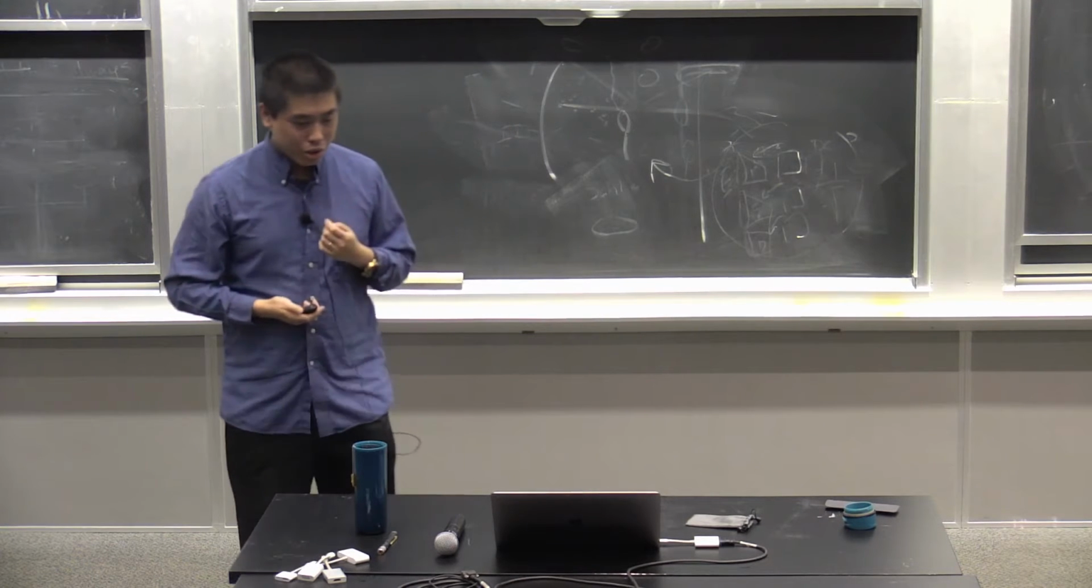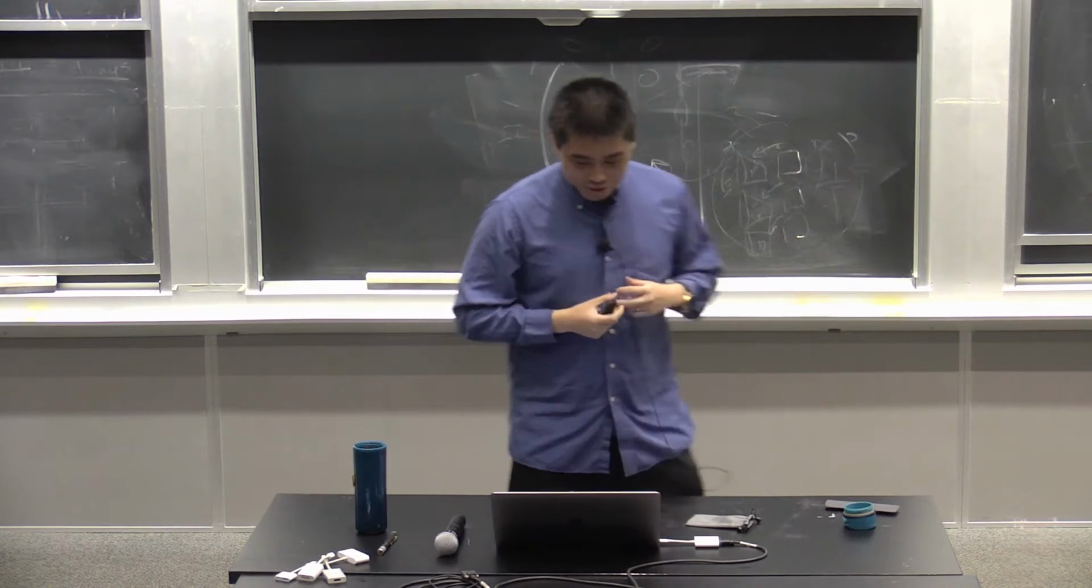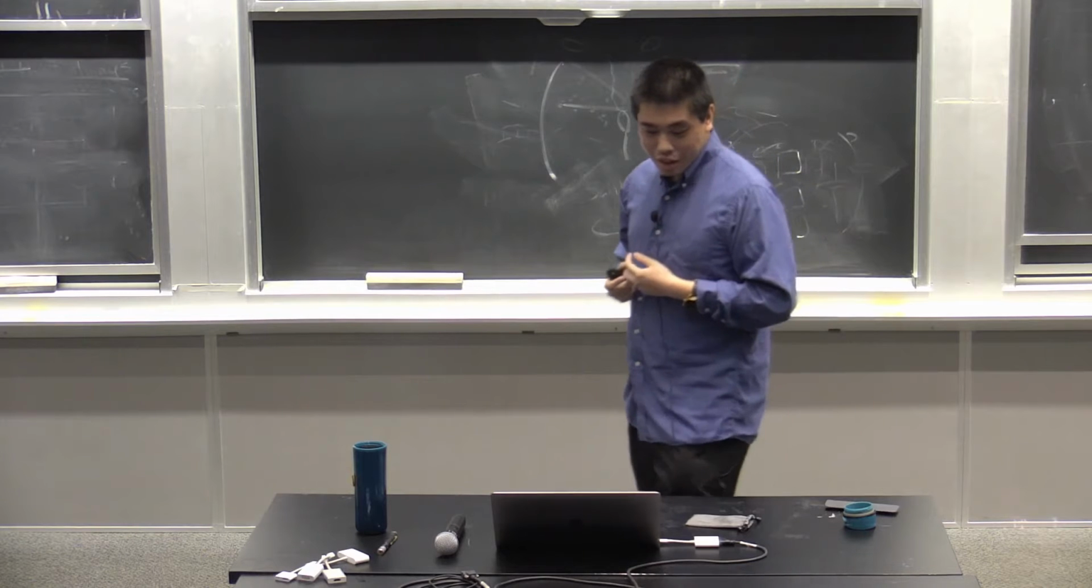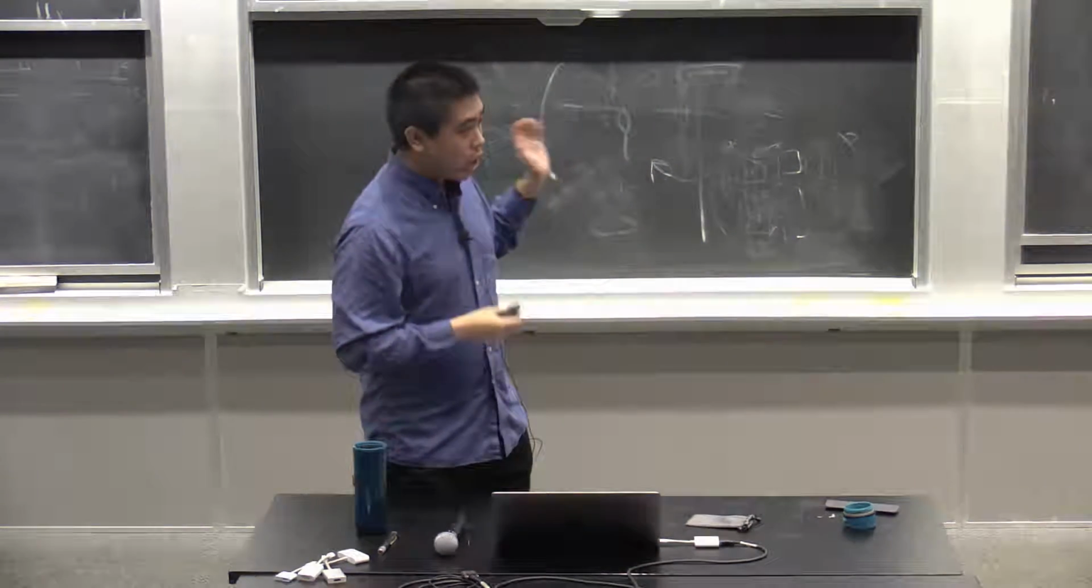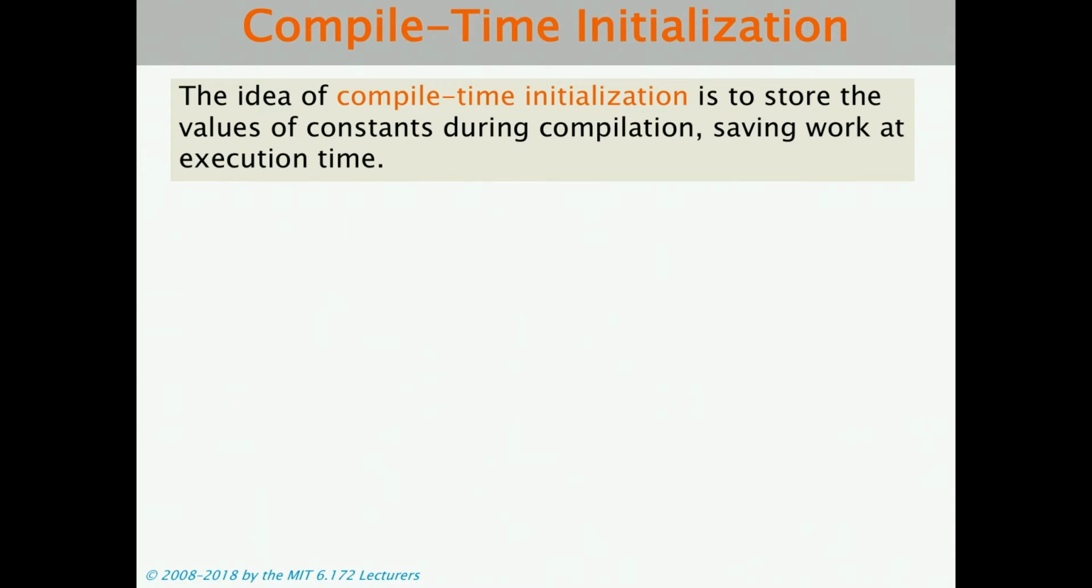Yeah, so good. Put it in the source code. So we're going to do compile time initialization. If you put the table in the source code, then the compiler will compile this code and generate the table for you at compile time. So now whenever you run it, you don't have to spend time initializing the table. The idea of compile time initialization is to store the values of constants during compilation, and therefore save work at runtime.